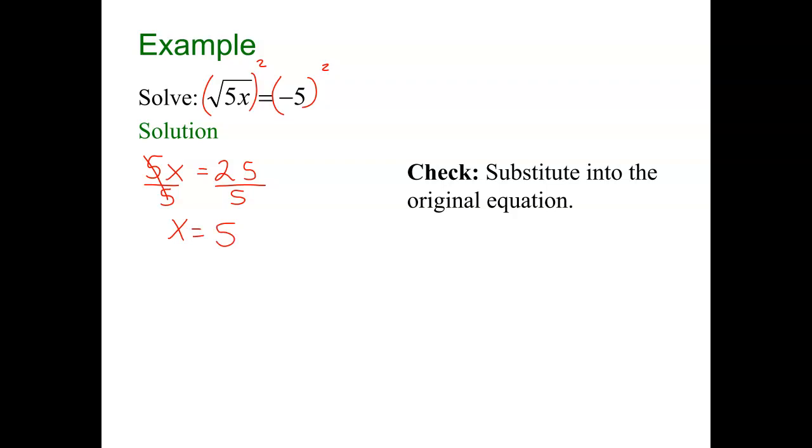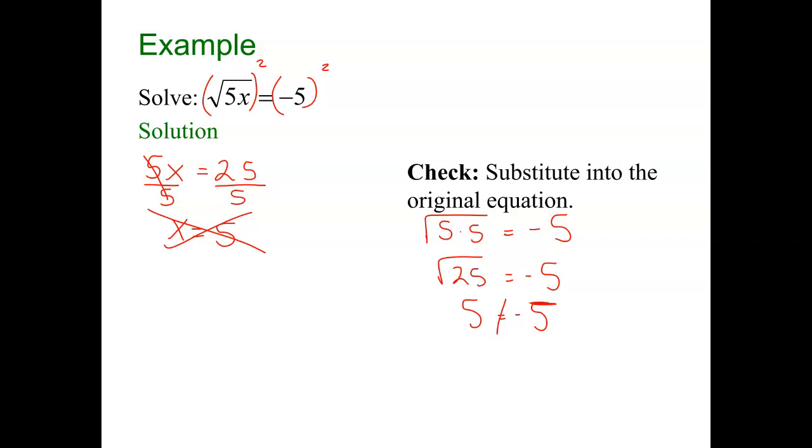Now what? You check 5. What's 5 times 5? 25. What's the square root of 25? 5. Does 5 equal negative 5? No. So what do I say when I don't have a solution? There's no solution.